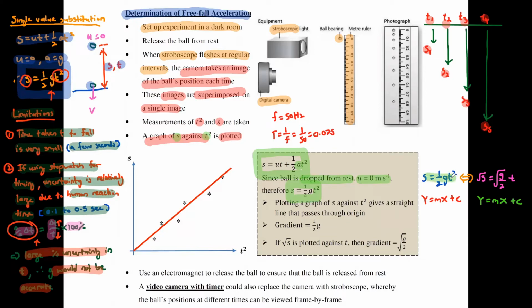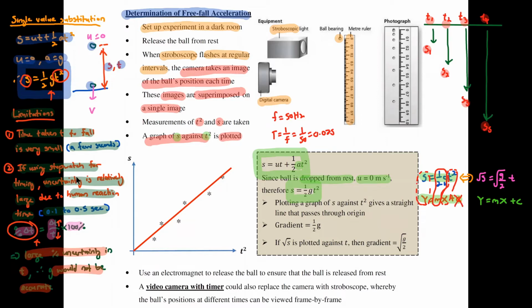We then compare that equation with the equation of a straight line, from which we will be able to see that the y-axis is s, and the x-axis would be t². The gradient would be equal to half g. There is no y-intercept here.